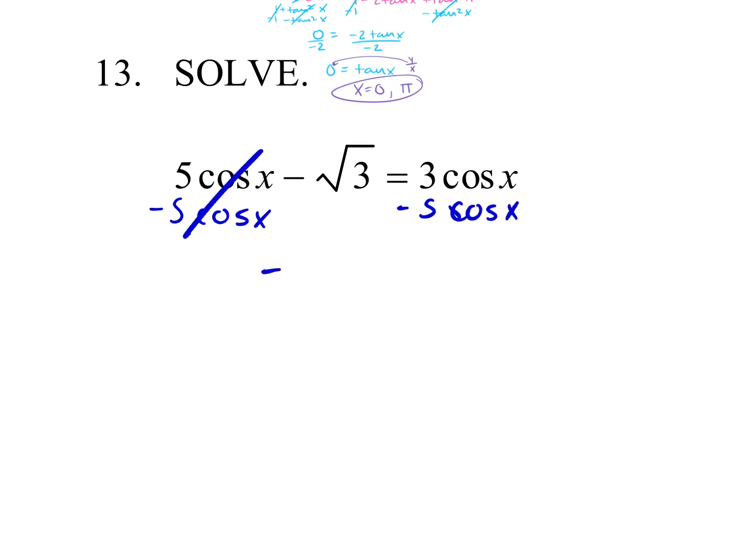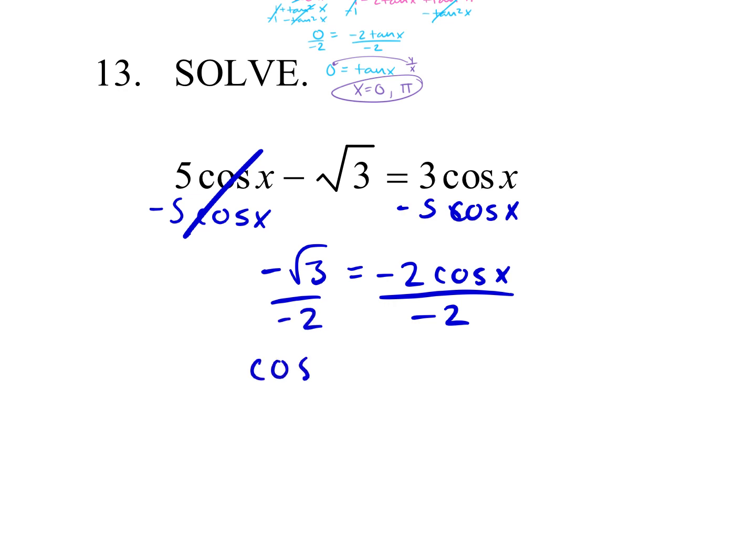So it cancels, so negative square root 3 is equal to negative 2 cosine x. Divide both sides by negative 2 because we want to get our trig function all by itself. So cosine x is equal to square root 3 over 2. Cosine tells us that we look at x values. So I want to see where are my x values, square root 3 over 2.